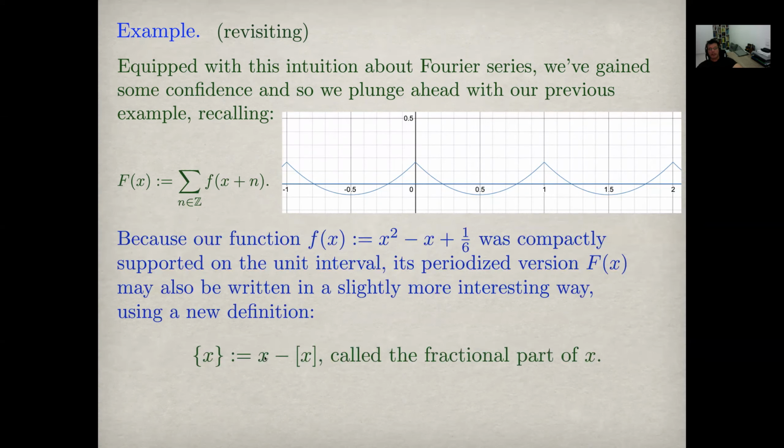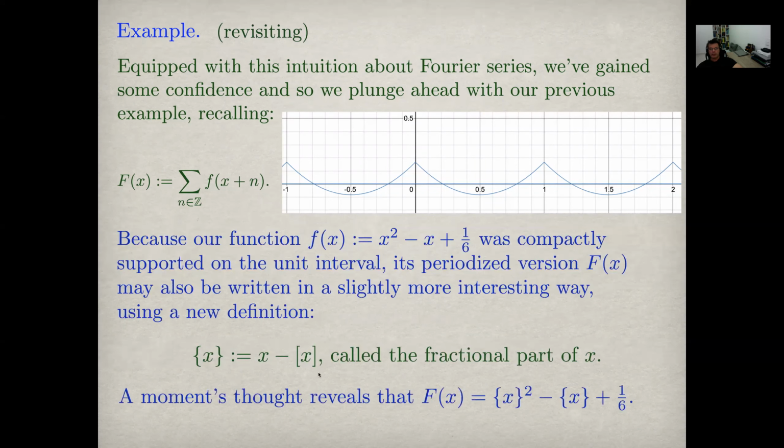It's defined to be x minus the integer part. Extremely useful. Using this fractional part of x, for example, the fractional part of 3.141 is 0.141. A moment's thought reveals that this capital F of x, which is the periodized version of little f of x, is equal to the fractional part of x squared minus the fractional part of x plus 1/6. In other words, it's the same quadratic with x replaced by the fractional part of x.